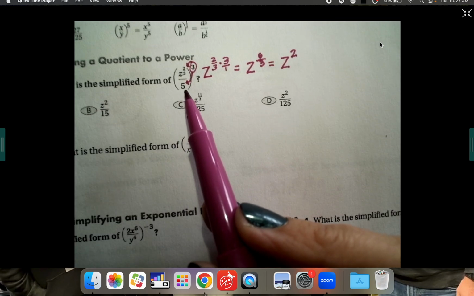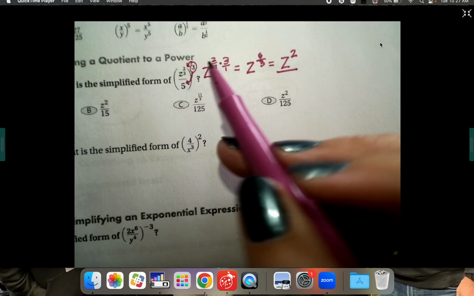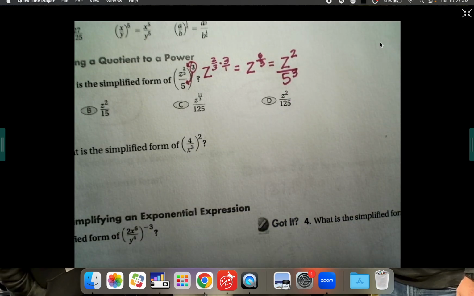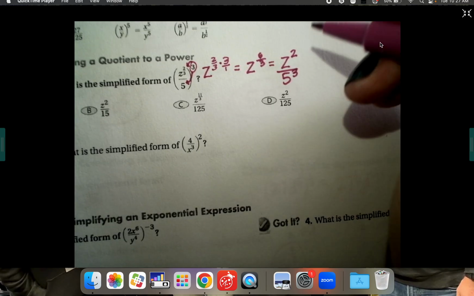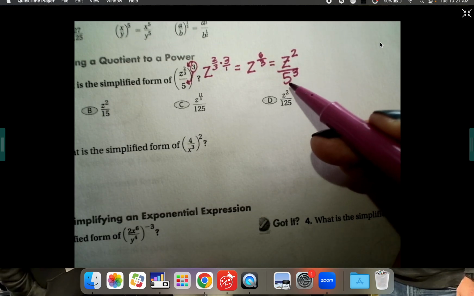Okay, now let's look at the denominator. We still have a denominator here, 5 to the third power. I would normally say, okay, you're done, because z and 5 are not the same base, so we can't subtract. But we can simplify what 5 to the third is.